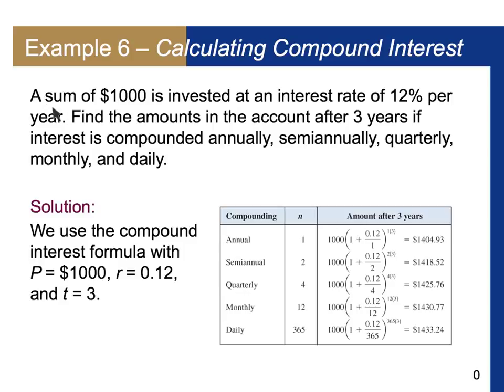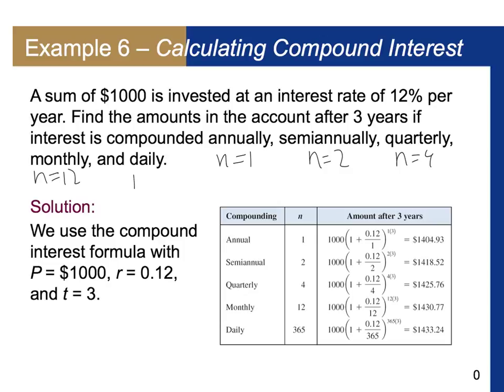Okay, so let's look at an example. Let's say we invest $1,000 at an interest rate of 12% per year, and we want to find the amount in the account after 3 years if interest is compounded annually. Now annually would be n equals 1. Semi-annually would be n equals 2, every 6 months. Quarterly would be n equals 4. That would be every 3 months. Monthly would be n equals 12.